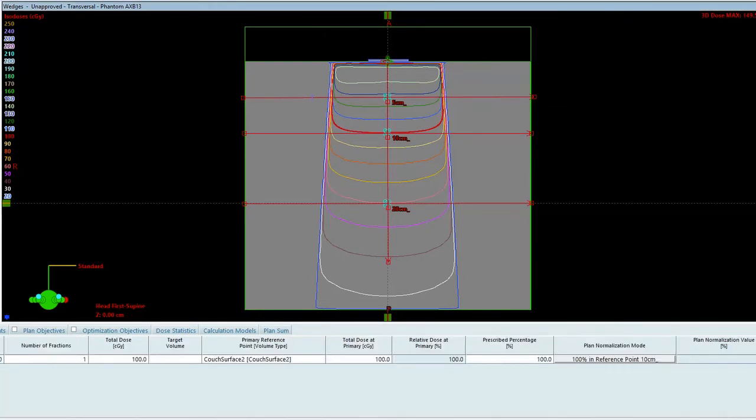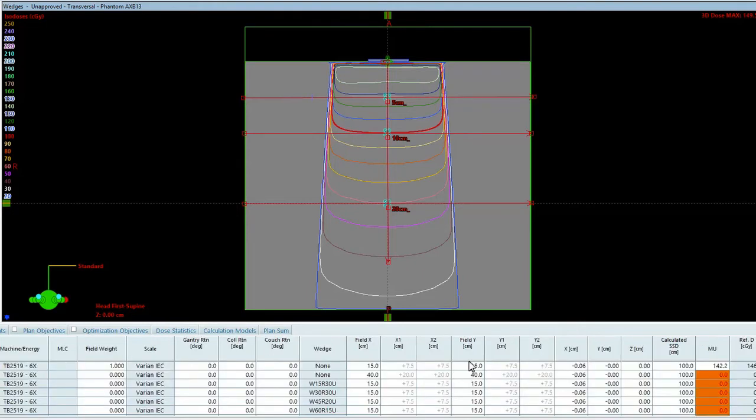I have prescribed 100 centigray times 1 fraction for a total dose of 100 centigray, and everything is normalized to a reference point at 10 centimeter depth. All of my field sizes are a 15 by 15 field size. I do have one 40 by 40 field size in here to show you how the field profile changes over the entire width of the field.